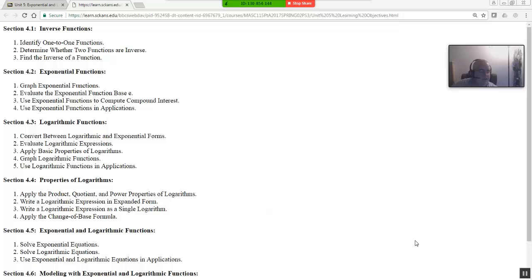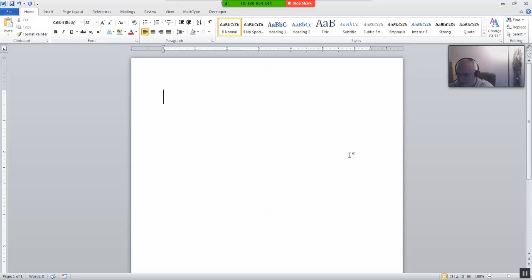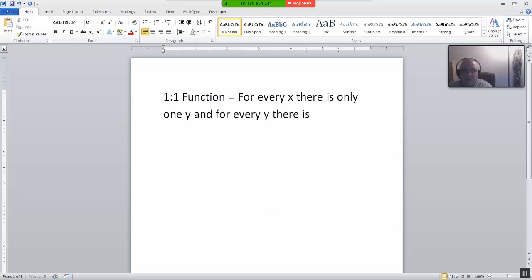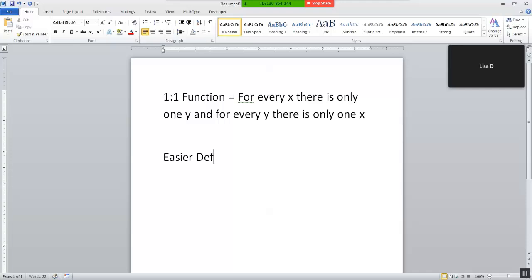Okay, so first, our definition of a one-to-one function. Now remember, a function says for each x there's only one y. Well, a one-to-one function says for every x there is only one y, and for every y there is only one x. So it goes both directions. Now that's kind of a hard definition to work with. We got an easier definition of a one-to-one function, and what it says.